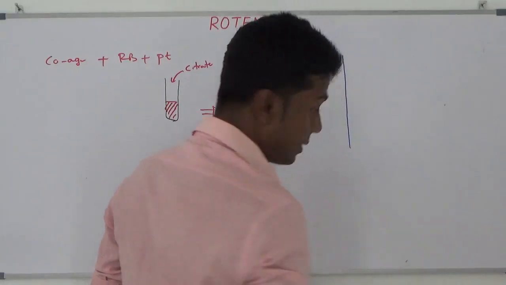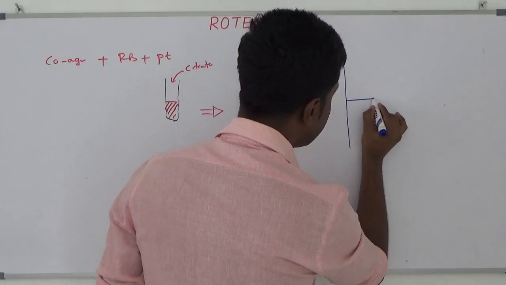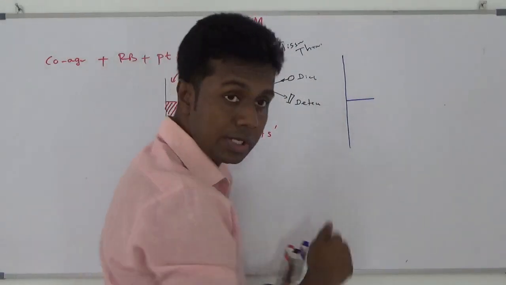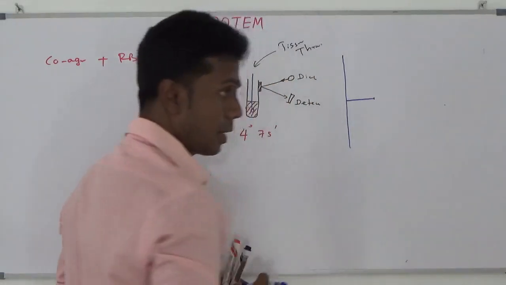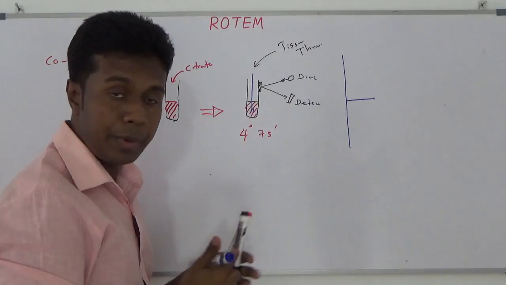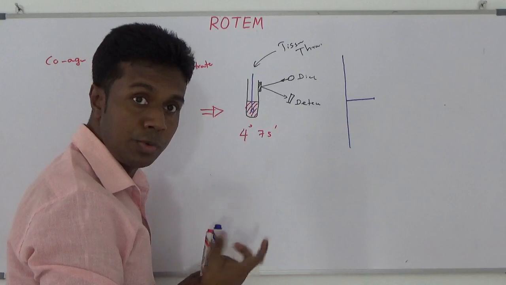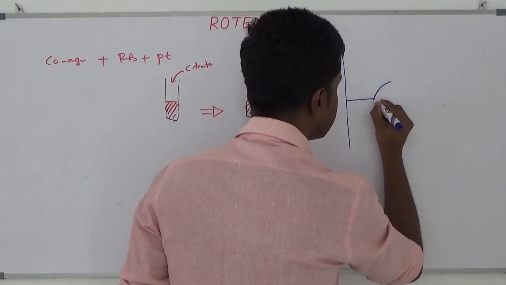This is the beginning line. From here to here there is no resistance. Then your clot starts to begin. Then your clot starts to build up. With that, it adds a little bit of resistance to the rotatory movement. So it increases the resistance gradually.